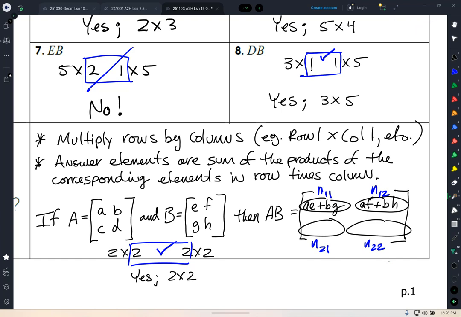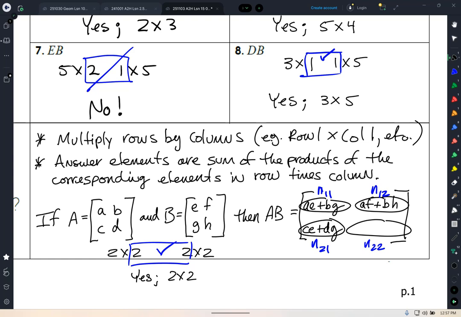That's a good one. How about N21? This is row 2 times column 1. Let's see if you can do it. Row 2 times column 1 should be CE plus DG. CE, got it? CE plus DG. Okay, do the last one.